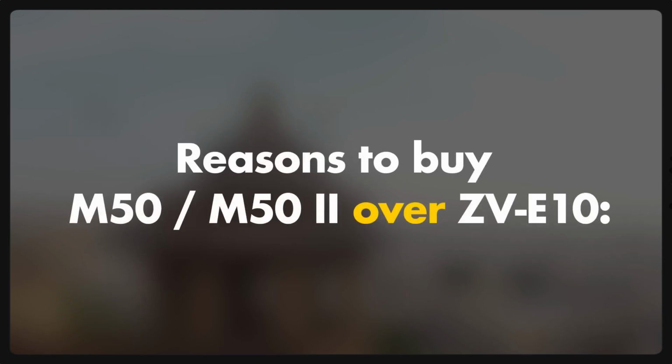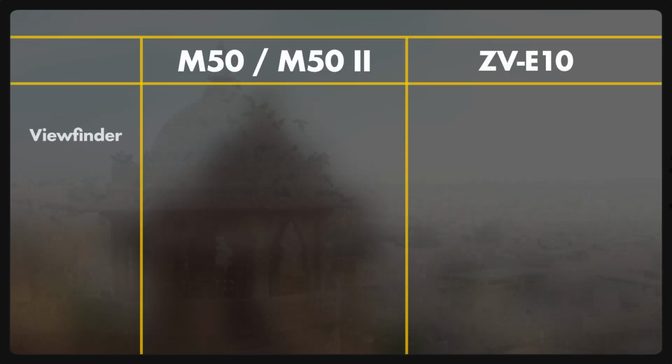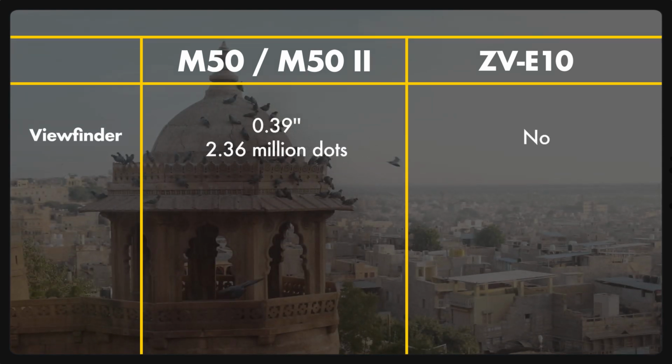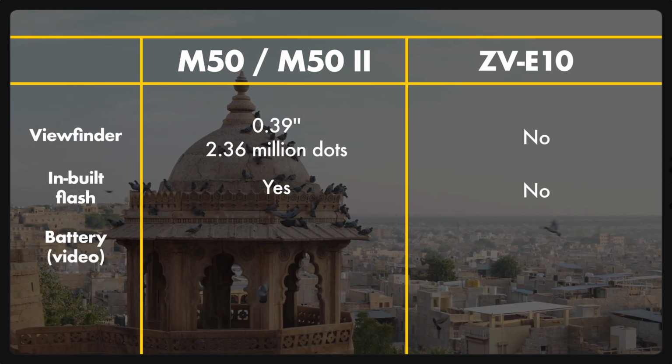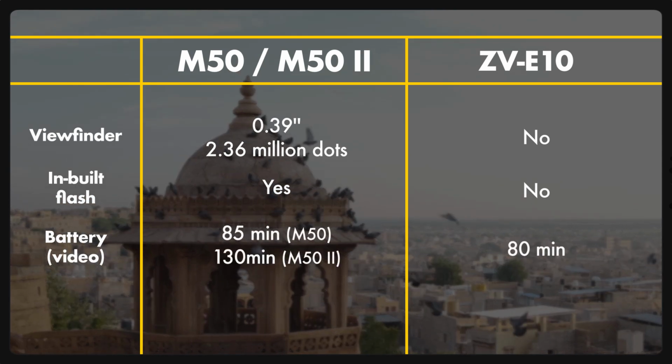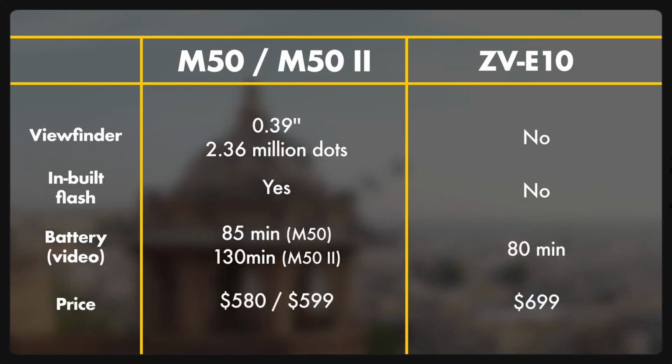Whereas the good reasons to go for Canon M50 or M50 II over ZV E10 are a 0.39-inch viewfinder with 2.36 million dots, an inbuilt flash, slightly better battery life in case of video, and obviously the cheaper price. Less points but important ones.